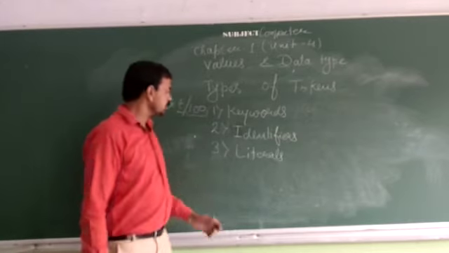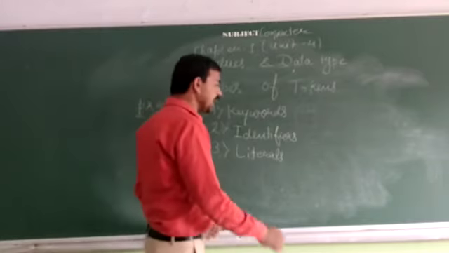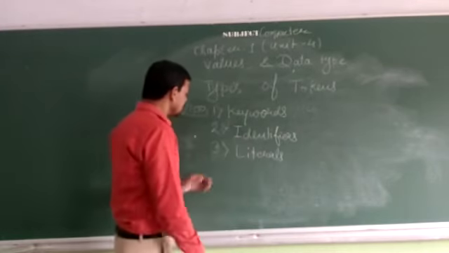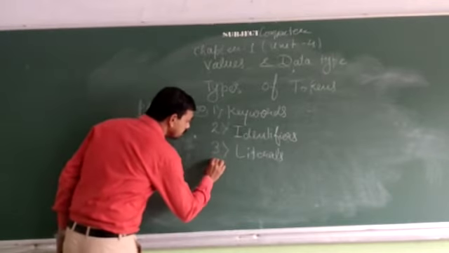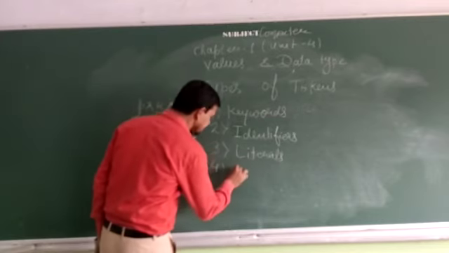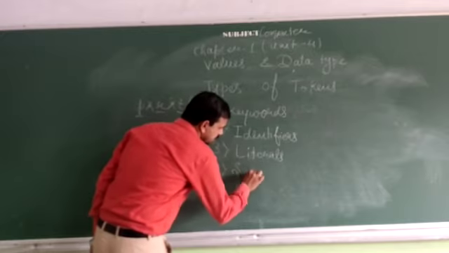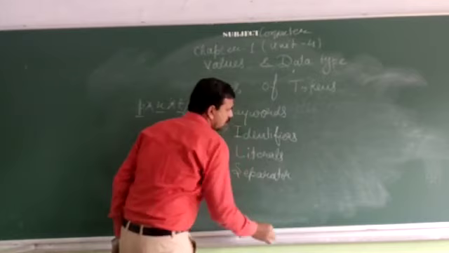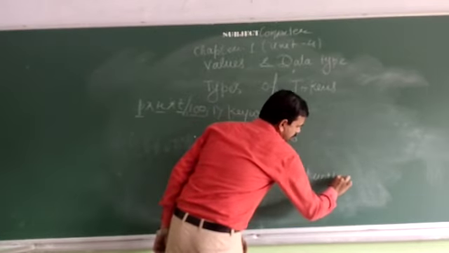Got it? So literals are of various types. So the types of literals we will discuss in our next class. Now the next token, the fourth one, that is the separator or punctuator.